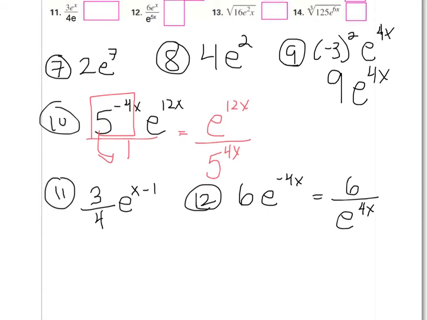Now 13 is a square root. So the square root of 16 is 4. The square root of e squared is e. And the square root of x, nothing can simplify there.